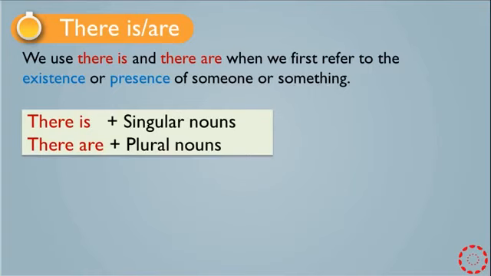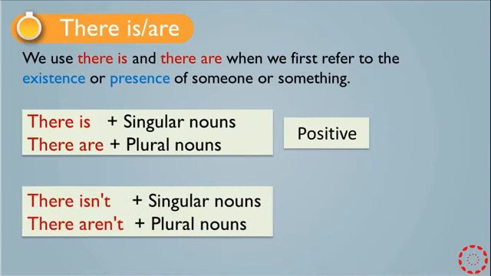We use there is with singular nouns. Okay? We use there is with singular nouns, and we use there are with plural nouns. Okay? This is that structure, used for the positive sentences, and for the negative one we use there isn't with singular nouns and there aren't with plural nouns.